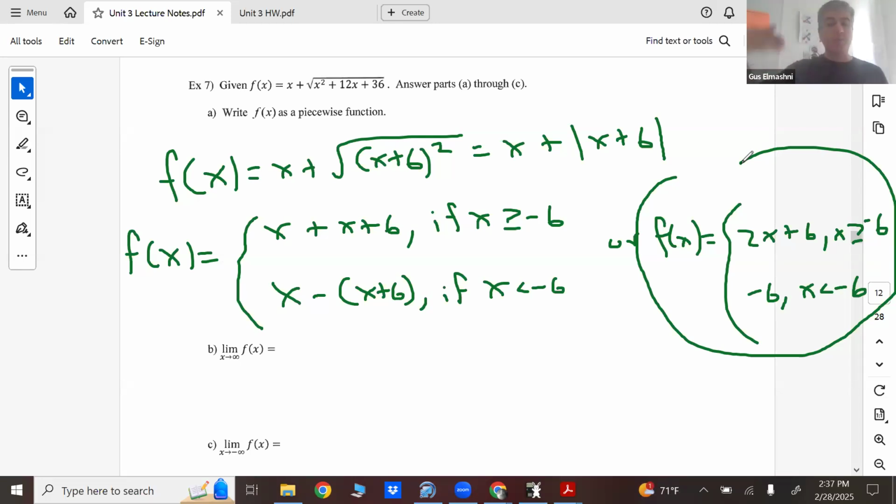If I'm approaching infinity, I'm using the top expression. If I'm approaching negative infinity, I'm using the bottom expression. Bottom expression, who cares? It's -6, constant. The top one, of course, is linear. That just keeps going up forever as x approaches infinity. So of course I'll say infinity for B.